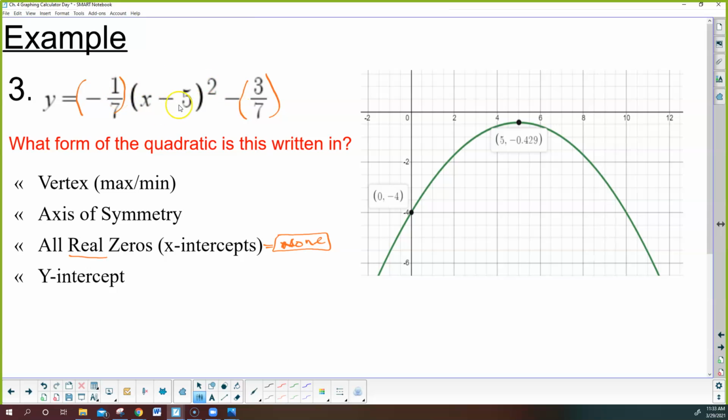But I want you to know that if we were to set this equal to 0 and solve using maybe the quadratic formula, once it's in the right form, you would actually end up with a negative under the square root, and you'd get an imaginary answer. So that's why it's present on the graph.